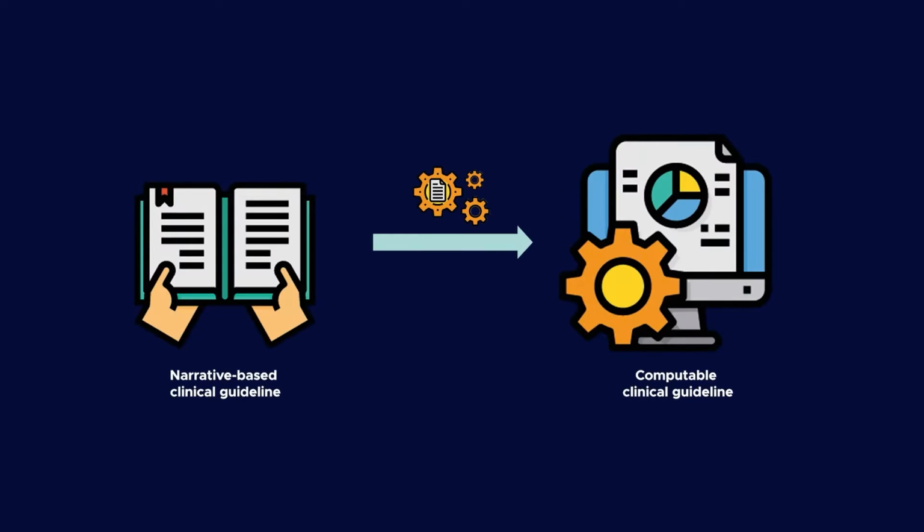Computable guidelines are representations of narrative-based clinical guidelines in structured formats that are interpretable by computers. These computable guidelines need to be developed and integrated into a clinical decision support system. Clinical decision support systems are computer programs that interpret and execute computable guidelines and, when well designed and implemented, have been shown effective in improving practice.